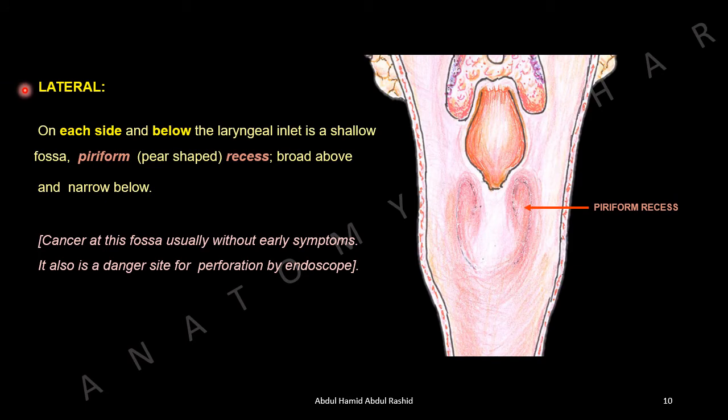Lateral on each side and below the laryngeal inlet is a shallow fossa, piriform, that is pear-shaped, called the piriform recess. It is broad above and narrow below. Cancer at this fossa is usually without early symptoms. It also is a danger site for perforation by endoscope.